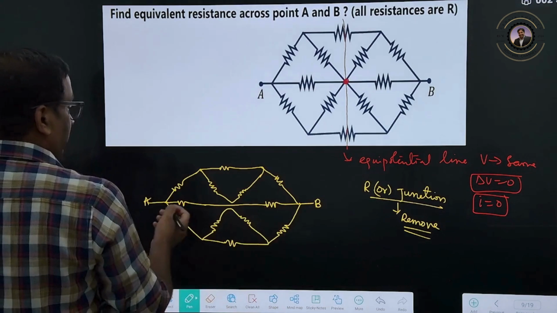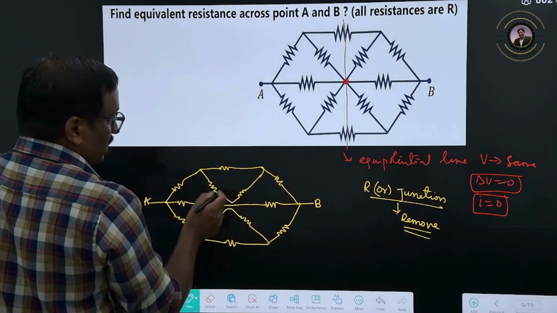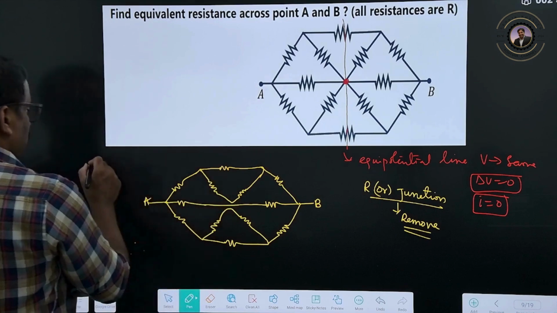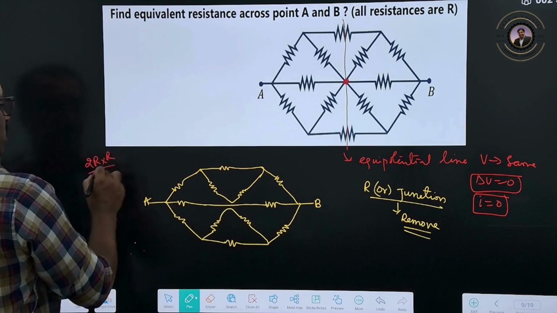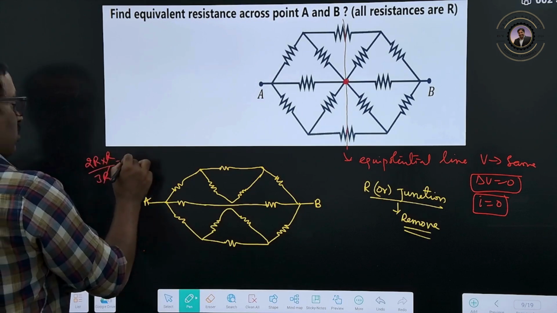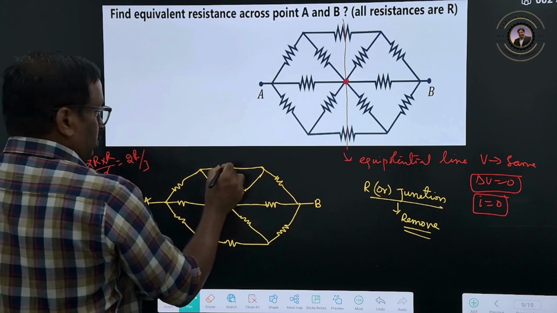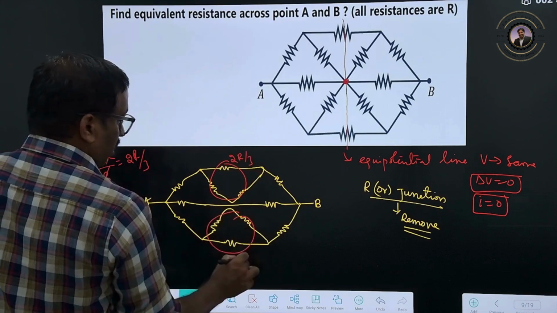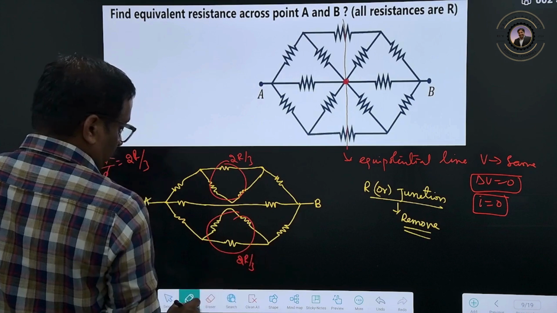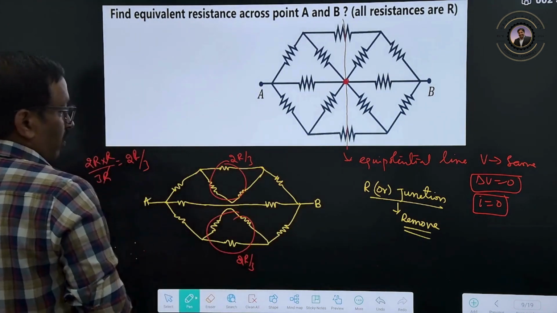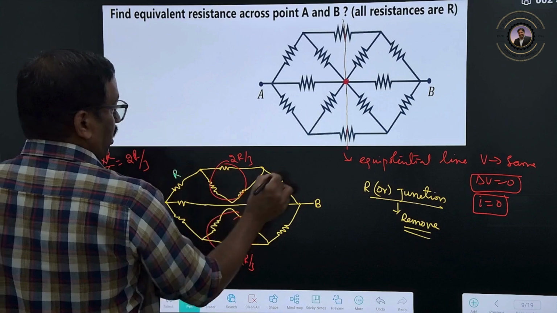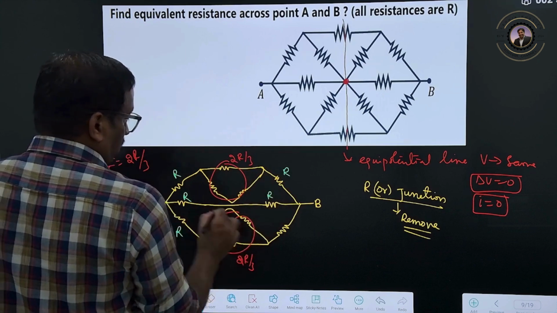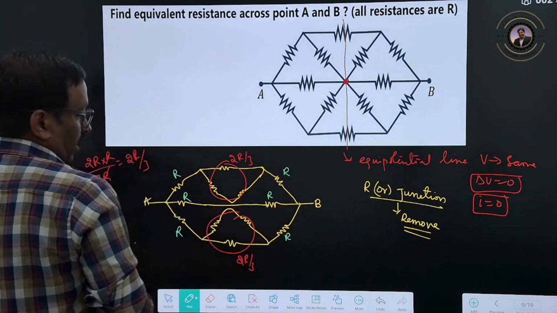Here everything is R. These two are in series, so series means this is 2R, and this is parallel to this one. 2R into R by 3R, the R cancels out, so 2R by 3. So this part becomes 2R by 3, and this part also becomes 2R by 3. Clear? Therefore what can we write now? This is R and R, and this also R and R.